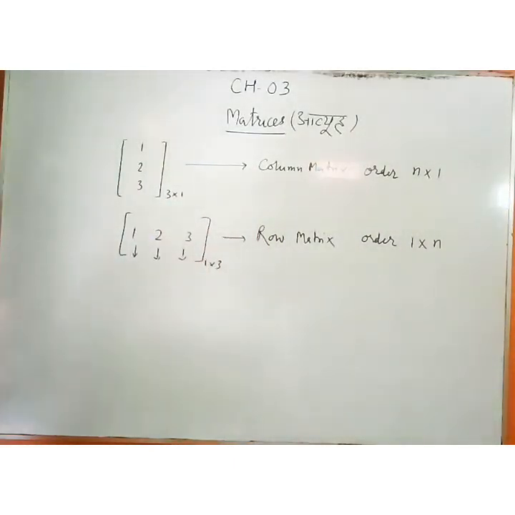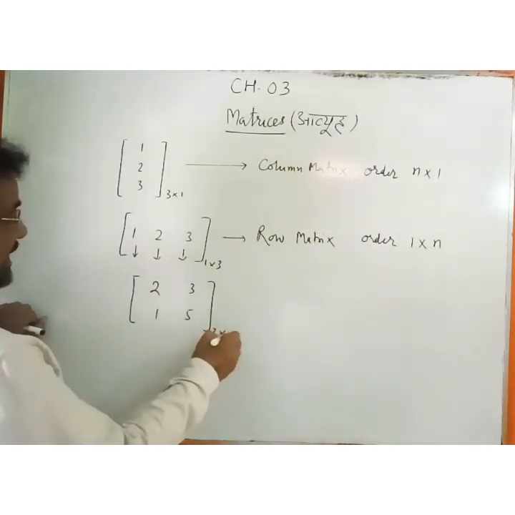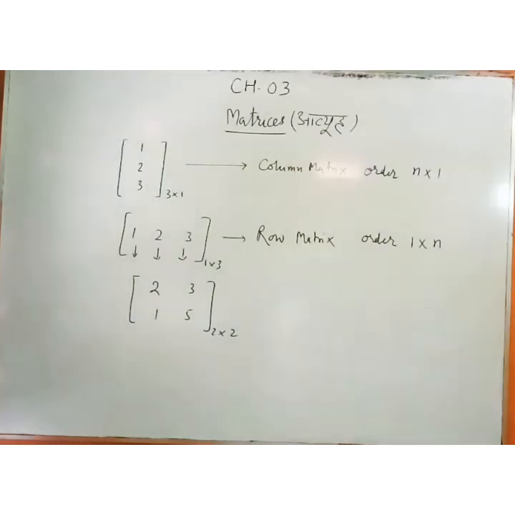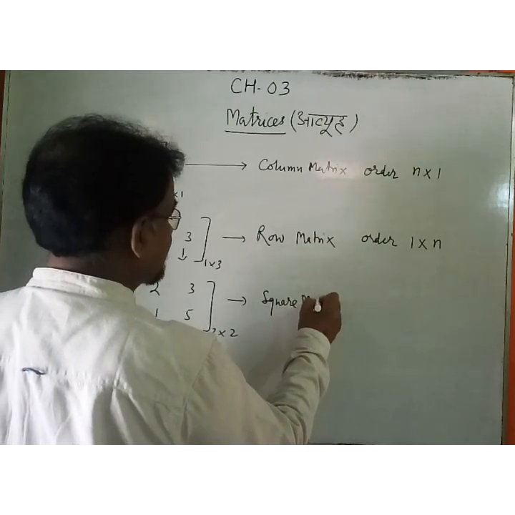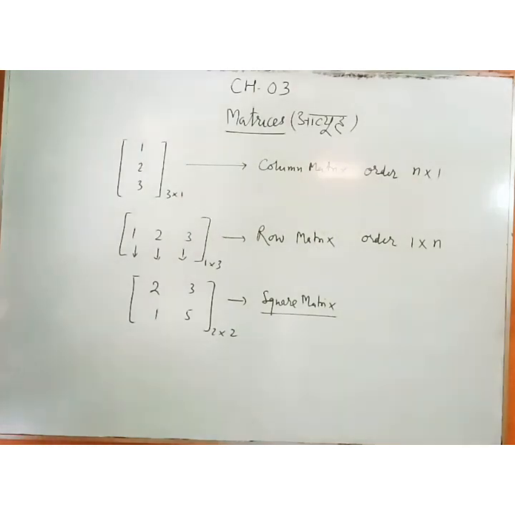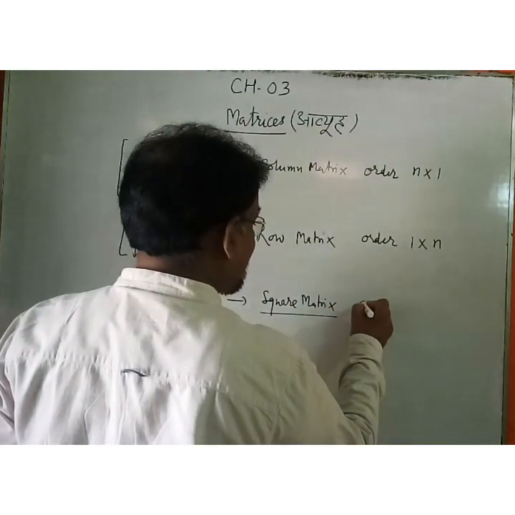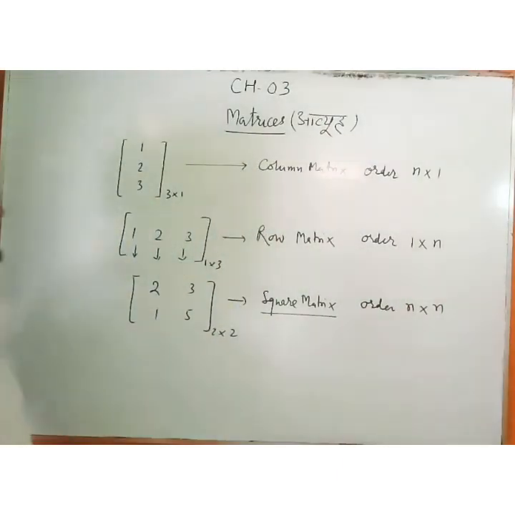Then consider this matrix 2, 3, 1, 5. You can see that the number of rows and number of columns are the same. Such a matrix is specifically known as a square matrix. This square matrix plays an important role. In the next chapter you will learn the importance of square matrices, and we shall develop the concept of determinants from there. Here you have to remember that the order will be n cross n. The number of rows and columns will be the same. So 3 types of matrices you have seen here.